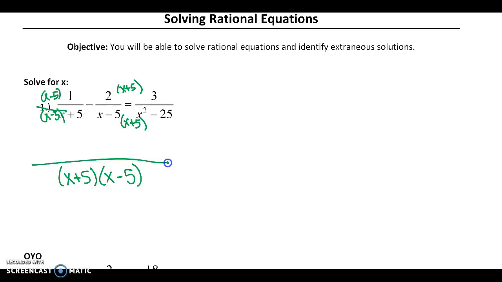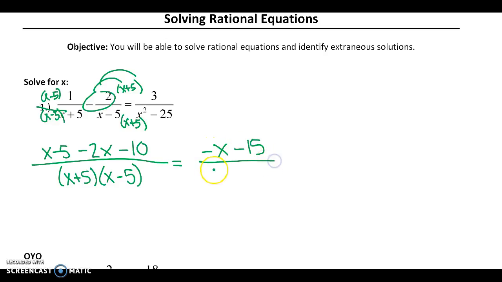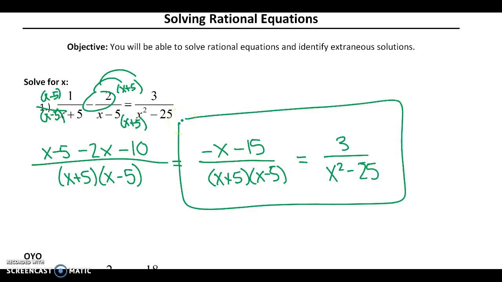So the denominator is going to be my common denominator, and then I'm just going to clean up the numerator here. So I have 1 times x minus 5 gives me x minus 5, and then I have negative 2 times x plus 5, which is going to give me negative 2x and negative 10. This is just the left side here, so cleaning that up, it looks like we have negative x minus 15 over my common denominator. And that equals our original equation had this 3 over x squared minus 25. So this is my new equation. It's a lot nicer to look at because I just have one fraction.